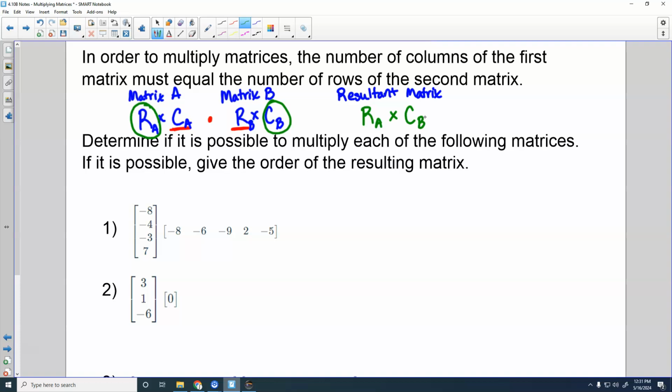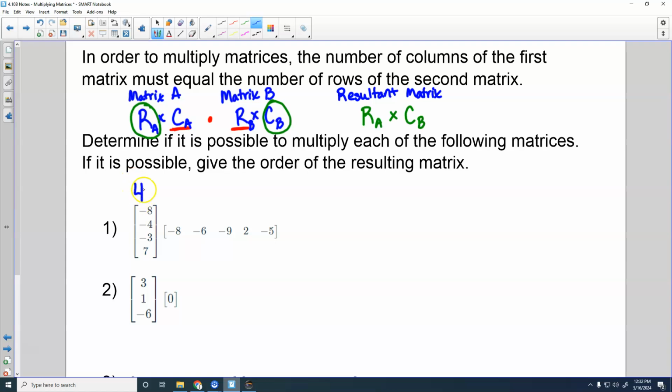So for these questions coming up, I don't want you to multiply them together. I just want us to determine if it's possible to multiply the following matrices, and then, if it is possible, give the order of the resulting matrix. So for this, we're going to consider the order of both matrices. Jade, what is the order of this first matrix here? How many rows by how many columns?